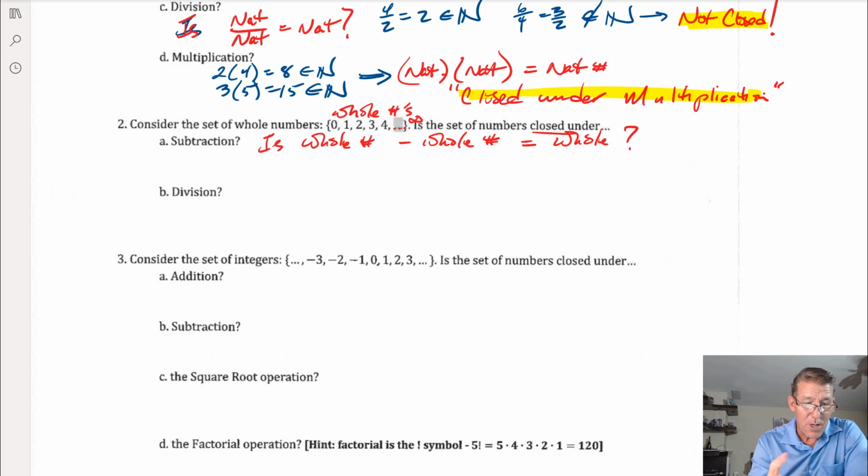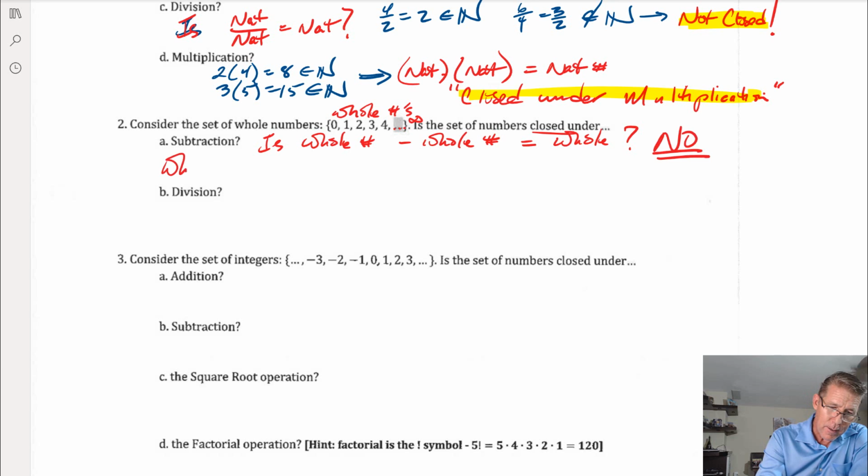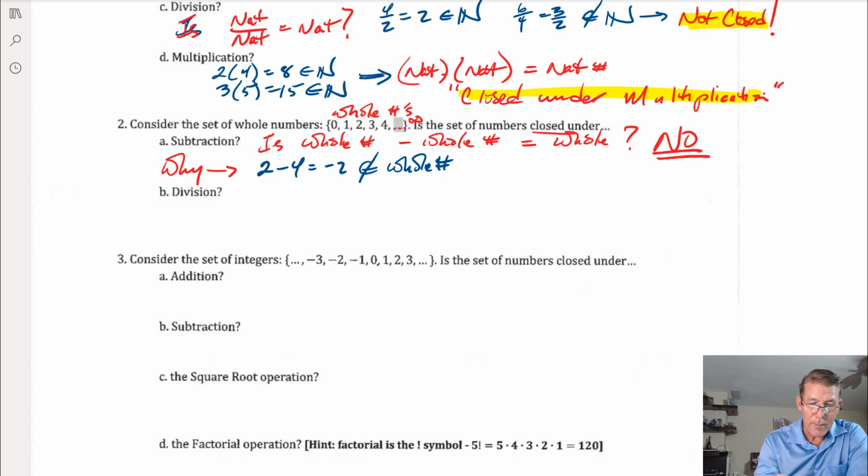Yes or no? And the answer is no. Okay, I'm going to say no. Why? Well, if you pick two of these and subtract them, you get a negative number. So 2 minus 4 is negative 2, which is not an element of the whole number set. It's not a whole number.